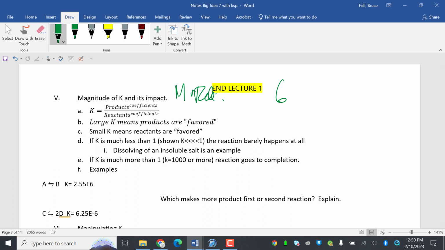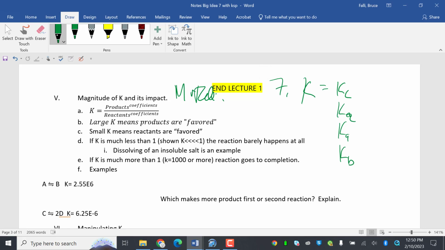Ooh, we're on 7, aren't we? Big Idea 7. A little equilibrium fun. So we're going to talk about the magnitude of K and its impact. Remember, K is Kc, equilibrium concentration, Keq, Ka, acid concentration, Kb, all those things the same, okay?